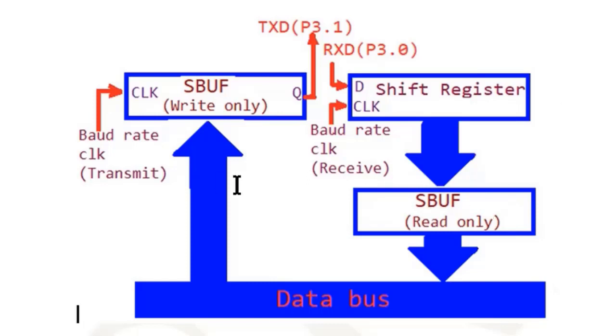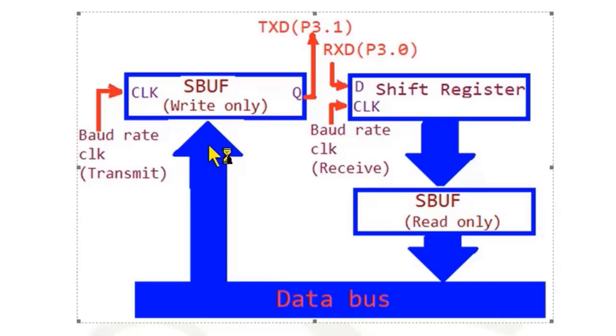While transmitting, the microcontroller should copy the data into the SBUF register, and while receiving, the microcontroller should keep the data in the SBUF register. So the SBUF register is the most important register for serial data communication. I am repeating: what is the basic function of the SBUF register? For transmission, the microcontroller just copies the data into the SBUF. This is the first function.